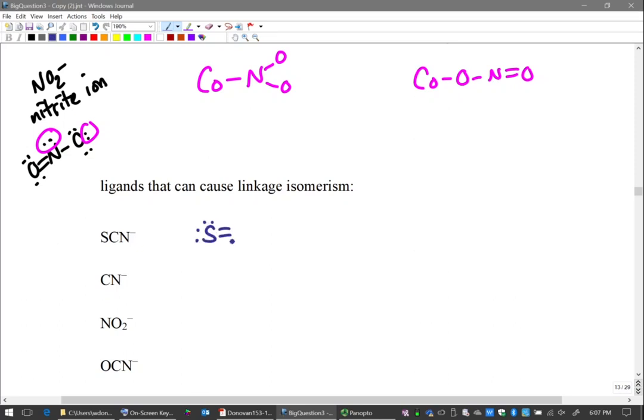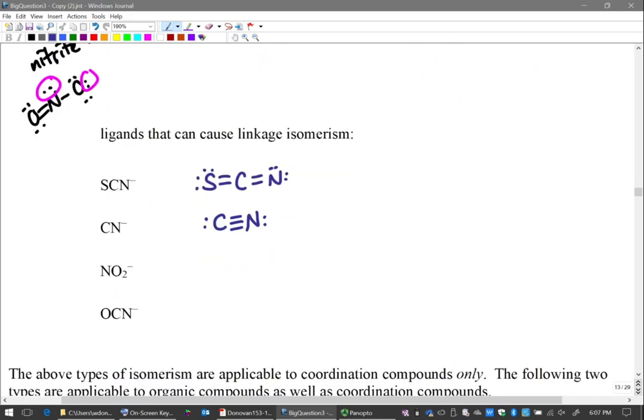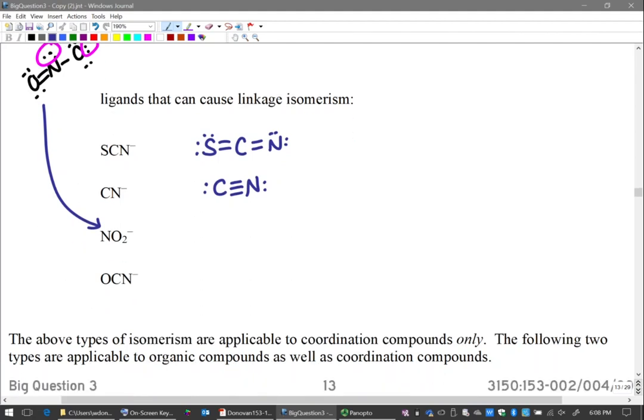SCN-, the thiocyanate ion, can bond through the S or the N. The cyanide ion, CN-, usually bonds through the carbon, but can bond through the nitrogen. And if it bonded through the nitrogen, how would it be written? In a formula, it would be written NC, right? Instead of CN, it would be written NC. So you can't just write the ligand atoms in whatever order you like. It reflects how it's bonded, so you actually have to write it accurately.